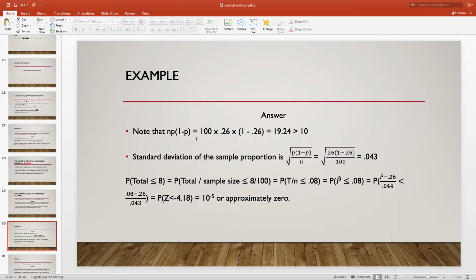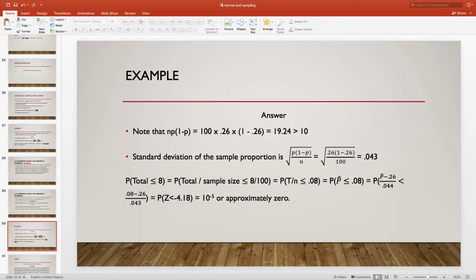Okay. So one thing that we should notice is that n times p times 1 minus p, that's 100 times 0.26 times 1 minus 0.26, that's bigger than 10. It's about 19. The standard deviation of the sample proportion is going to be the square root of 0.26 times 1 minus 0.26 over 100. We get 0.043. Okay.